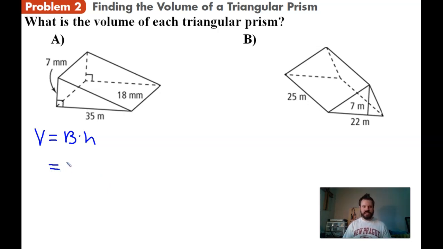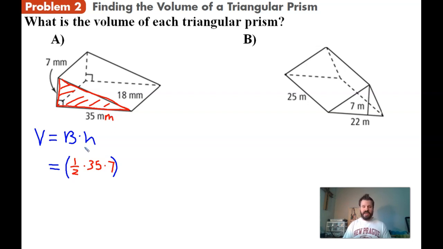All right, so starting off, area of the base, what we need to do is figure out the area of the triangle on the front of this. Okay, so we need to start by finding that area. Now, area of a triangle is half times base times height. Since this is at a right angle, I can say 35 is the base and 7 is the height of this triangle. Now, typo here, this is supposed to be millimeters there. Okay, so half times base times height, 7. That's going to give me the area of this face on the front.